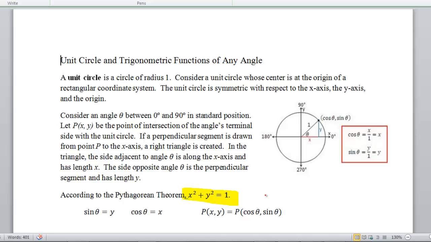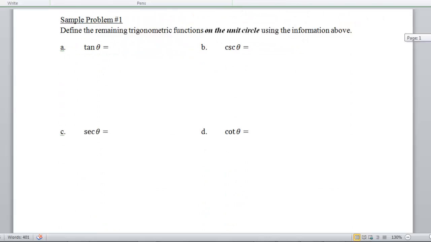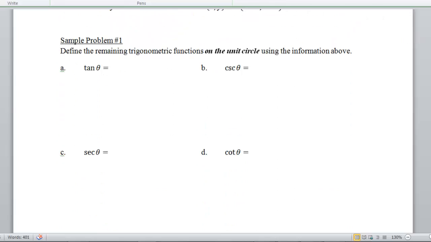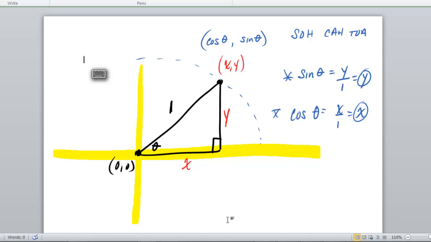Now what happens here is we're able to get the sine and the cosine, but we also can take the tangent and the other trig functions and create the given values. So in sample problem number 1, what we want you to do is continue to define the remaining trig functions on the unit circle for any given angle. And you can use this right triangle that we've created here to do the rest of them.